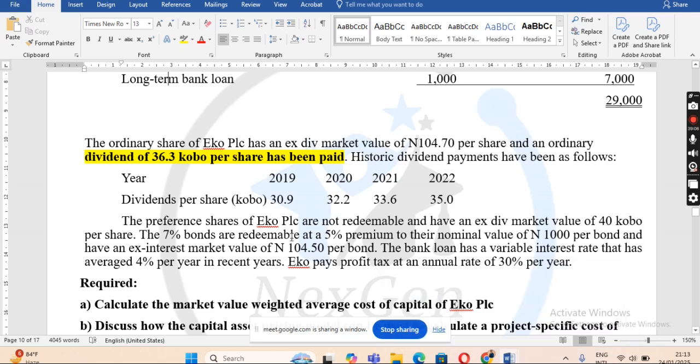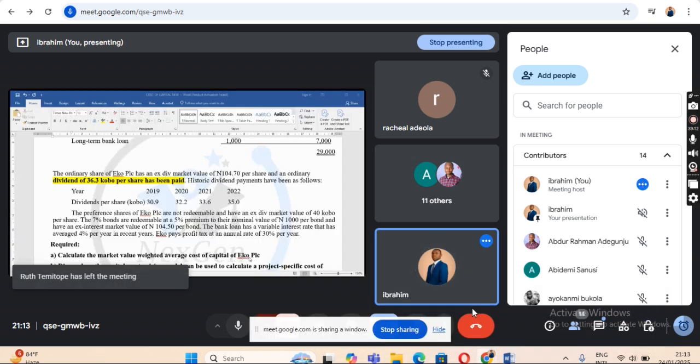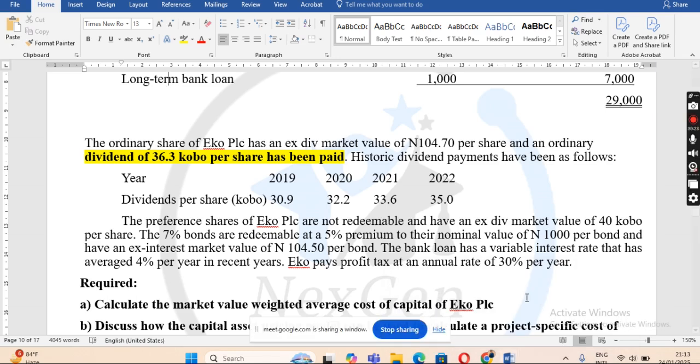in the question, class? What is the market value of ordinary shares given to us in the question? You say 104.70 kobo. Thank you so much. You can see it here that for the ordinary shares, every information that you need will be given to you. Can you see it? 104 naira 70 kobo, right? You can see it there.